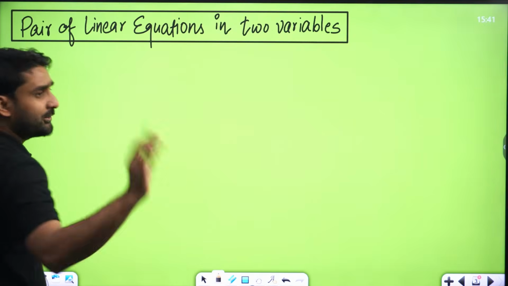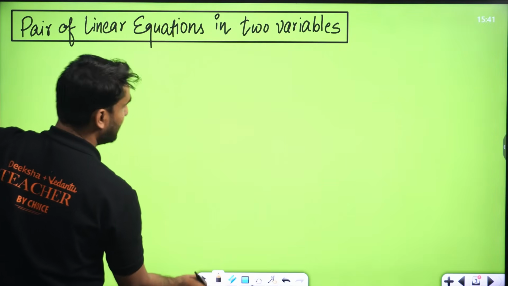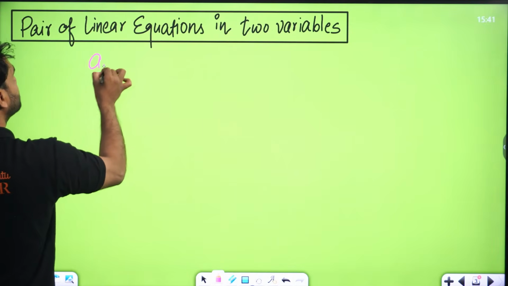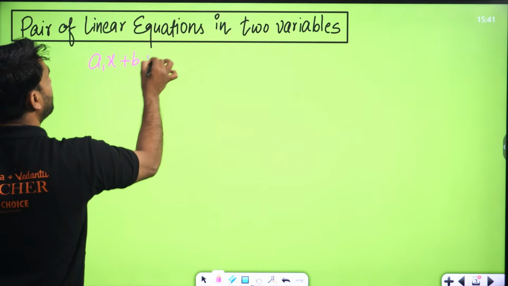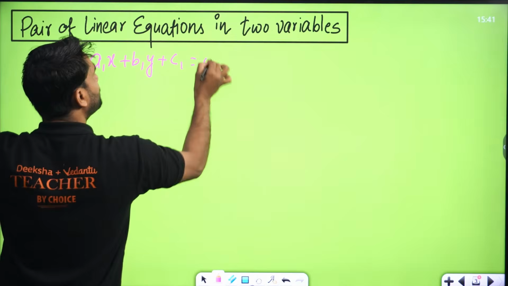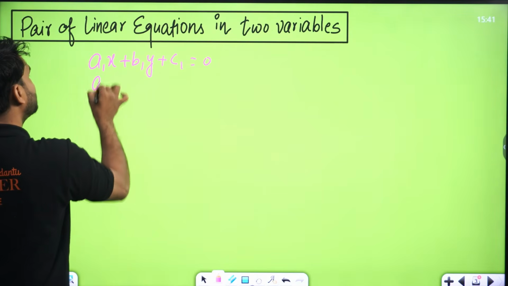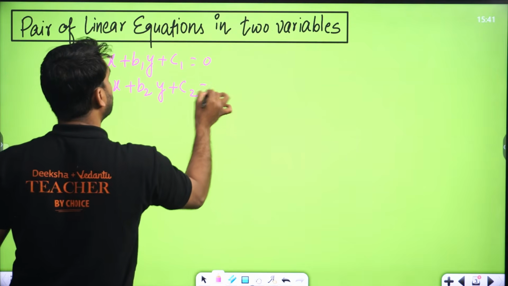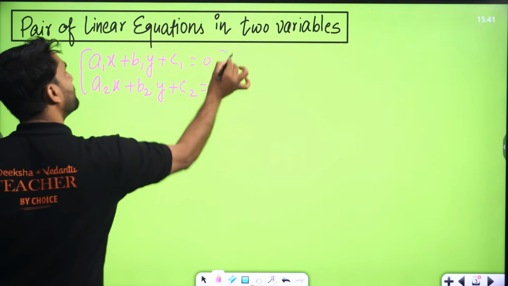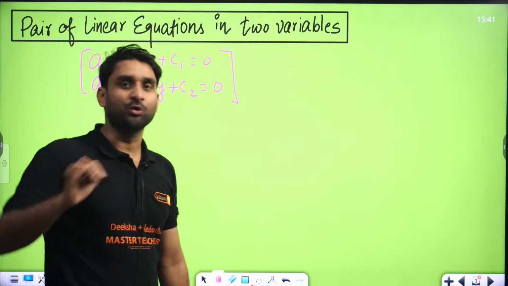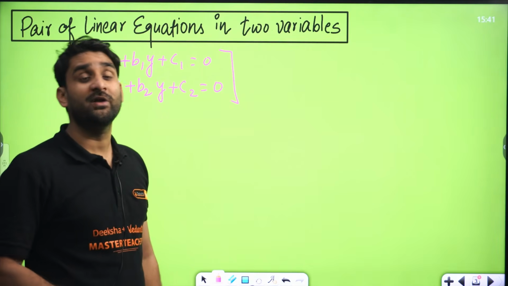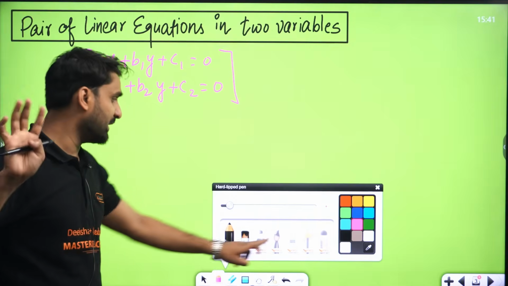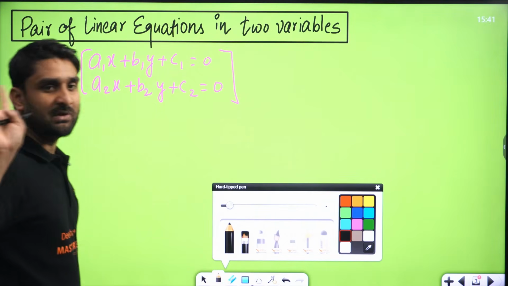You all know, if I talk about a pair of linear equations in two variables, my dear champions, a pair of linear equations in two variables is basically a1x plus b1y plus c1 equals 0. You all know this. And the second will be a2x plus b2y plus c2 equals 0. So these are the linear equations in two variables. In every question, two linear equations in two variables will be given to you. Don't worry about this.